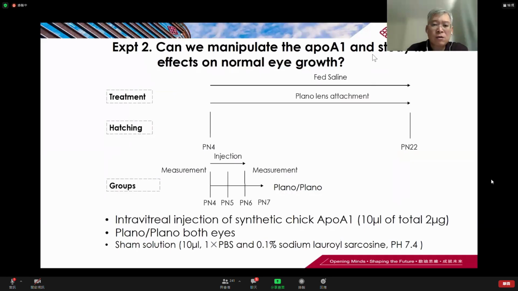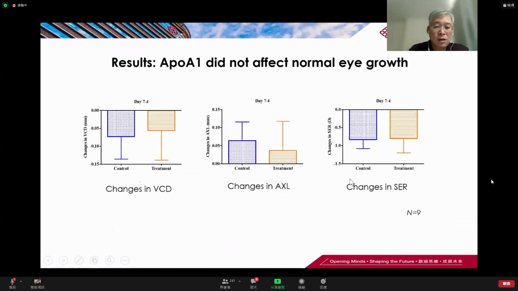The next question we have is, can we manipulate ApoA1 and look at its effects on normal eye growth? So we have manufactured this synthetic chick ApoA1. We inject those peptides into the eye from PN4 to PN6 daily, and we observe the changes at PN7. So it's a 4-day observation, and the chicks are wearing plano lenses. You can see that from the VCD, axial length, and spherical equivalent, there is no change in the normal eye growth when we inject the ApoA1, as opposed to the sham-injected control eye. So apparently ApoA1 does not affect the normal process of growth.